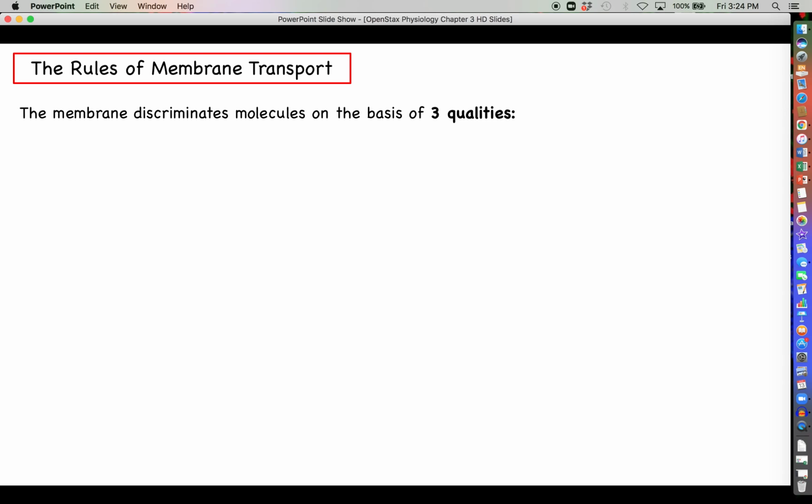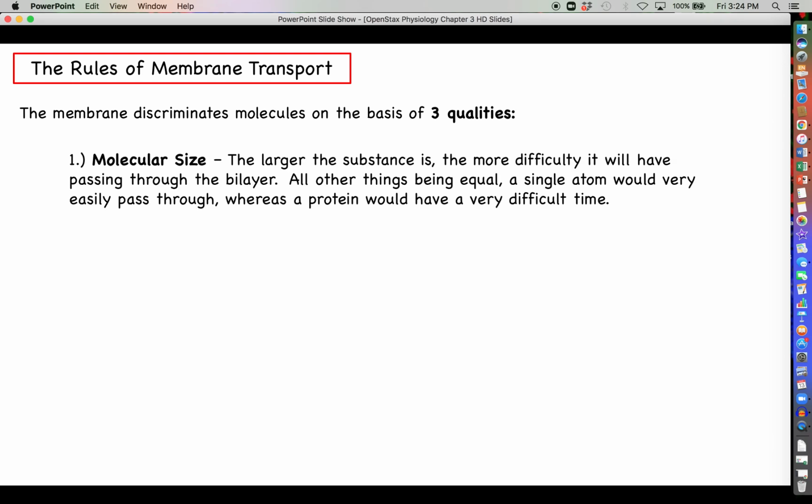So let's go ahead and lay these rules down. The membrane is going to discriminate molecules on the basis of 3 different qualities. These are the qualities that the membrane is going to consider when deciding whether to let a molecule straight through or not. The first is kind of obvious. How big is the molecule? Molecular size.